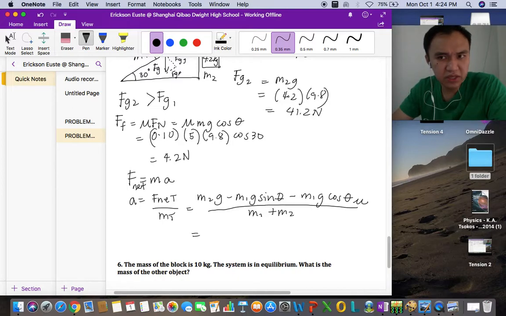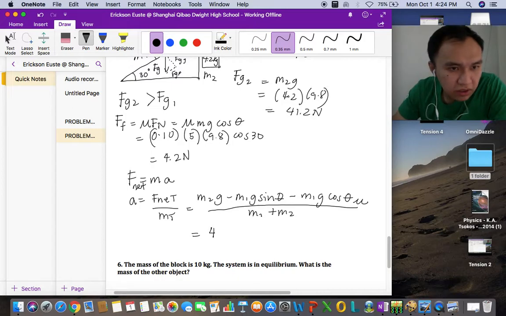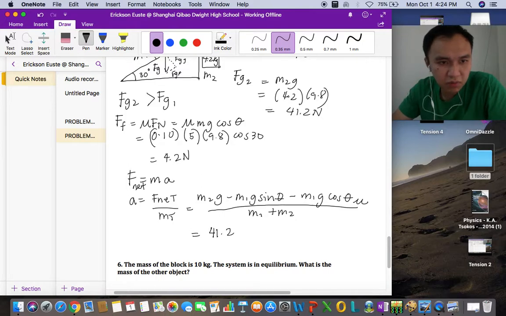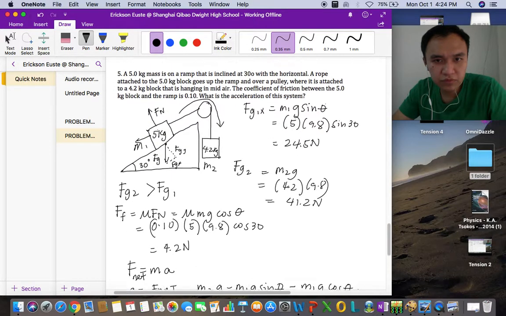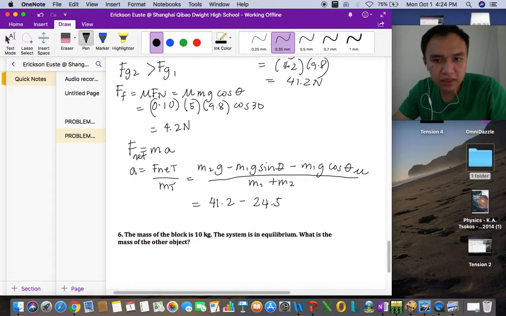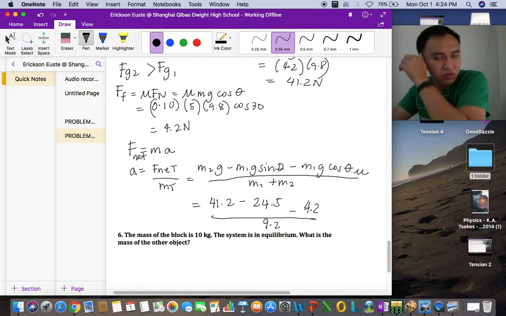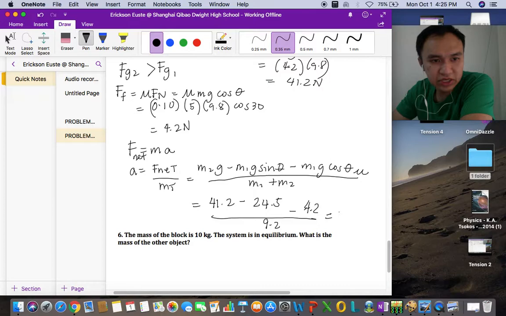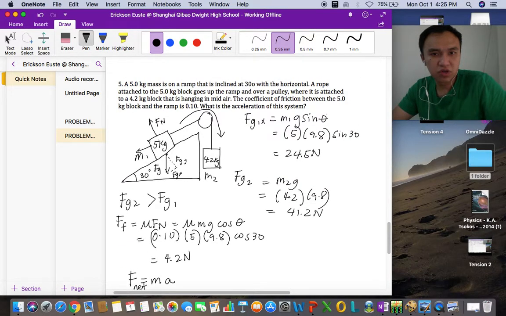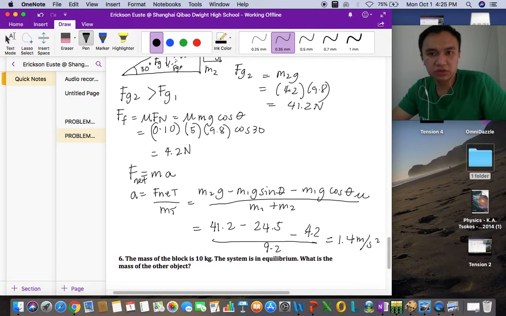So this is going to be equal to 41.2. Yes, 41.2 minus 24.5 minus 4.2. The summation is 9.2 of the masses. So the answer is 1.4 meters per second squared. So that's what you're looking for. So that's the acceleration.